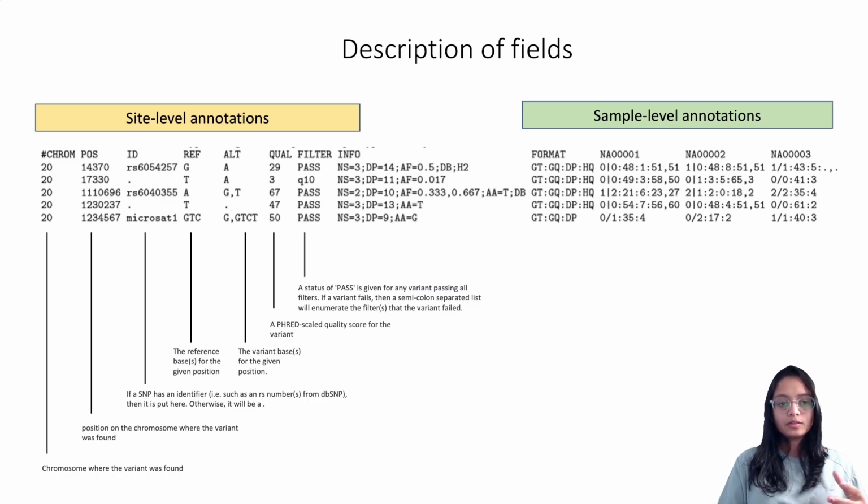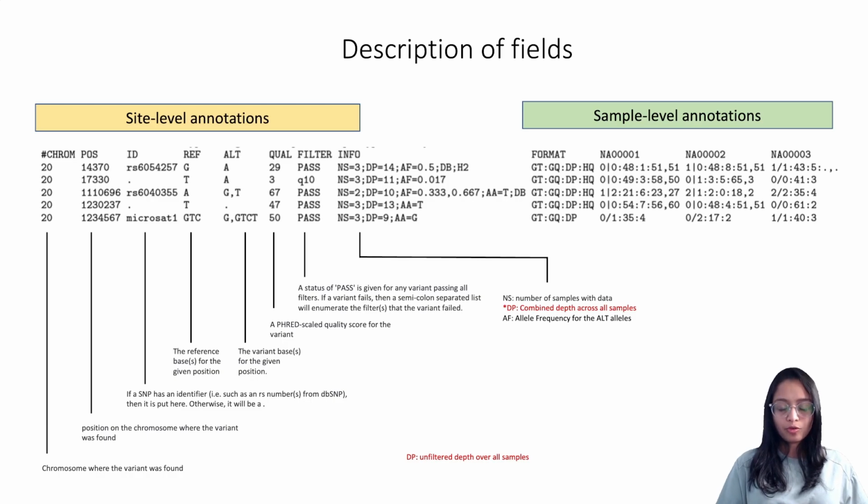The column following the filter column is the INFO, and here you will find information for certain abbreviations for these sites. If you want to know the description of these abbreviations, you can refer to the metadata section and the lines starting with INFO, where you will find the description and the names of these abbreviations.